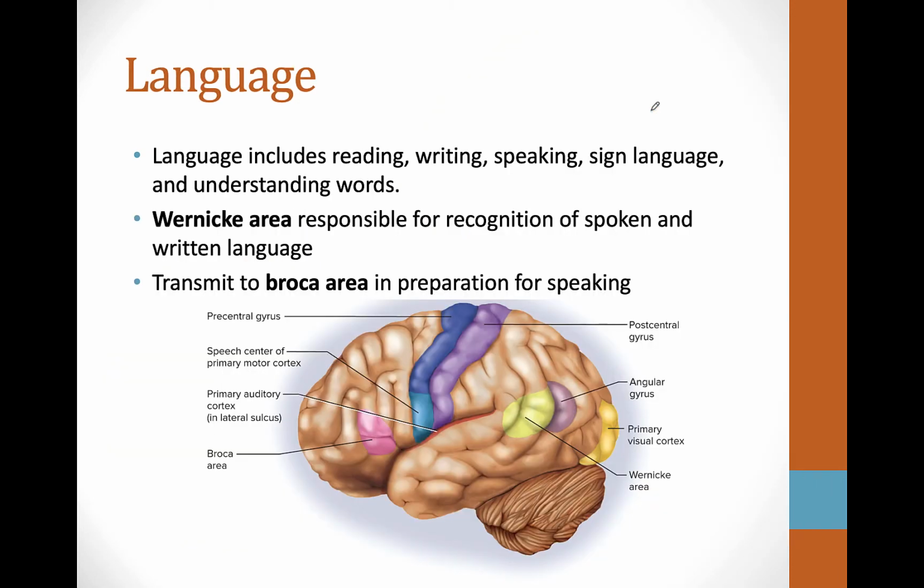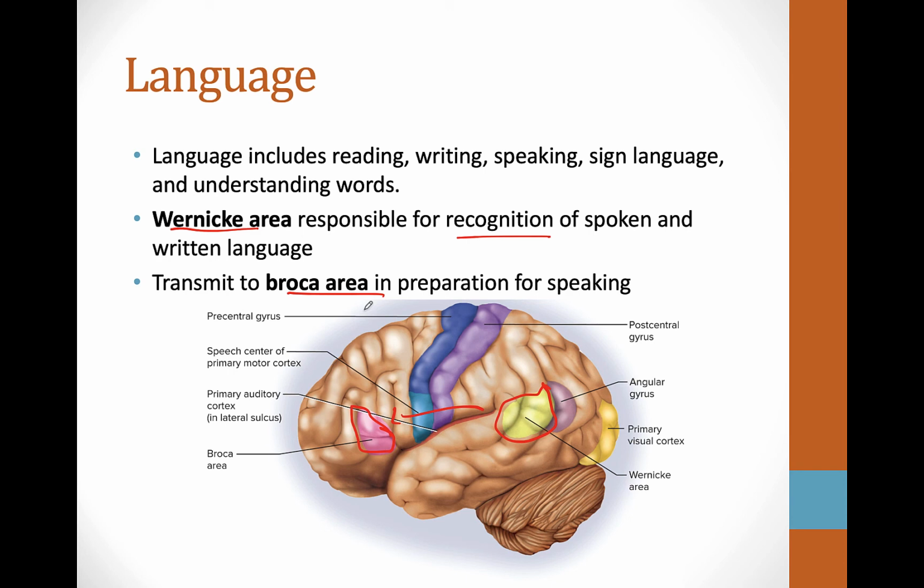Our brain is also involved in interpreting as well as understanding language. Language includes a lot of different things like reading, writing, speaking, sign language, and understanding words. There are two main areas. There's the Wernicke area, which is right here in yellow, and the Broca area, which is right over here in pink. The Wernicke area is responsible for recognition of listening as well as written language. When you're going to speak, the Wernicke area transmits information to the Broca area.